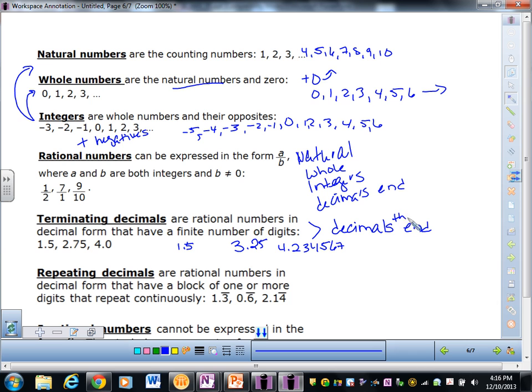Okay, decimals that end. Also, repeating decimals, that means like you had 1.3333333. That means that that 3 is repeating. So repeating decimals are also rational.